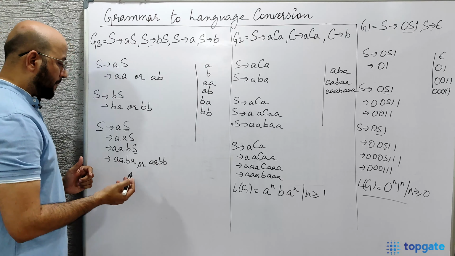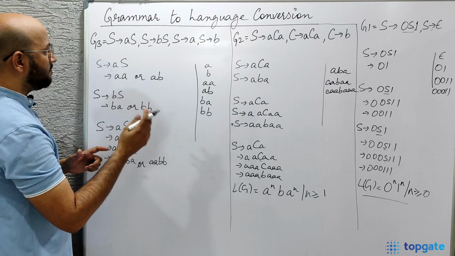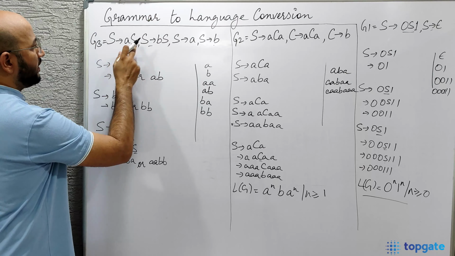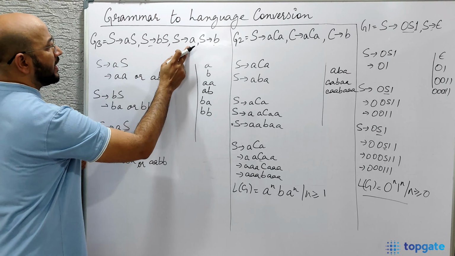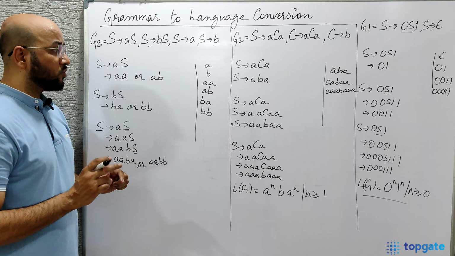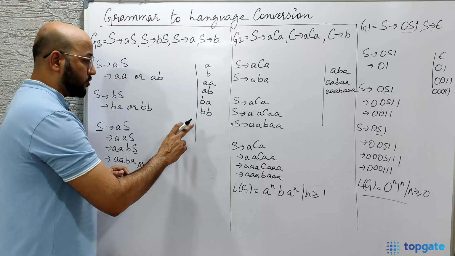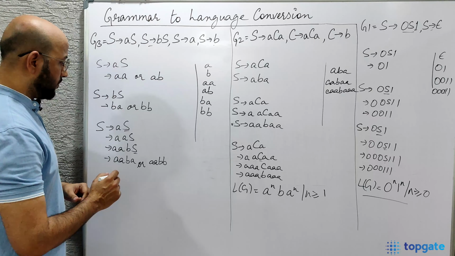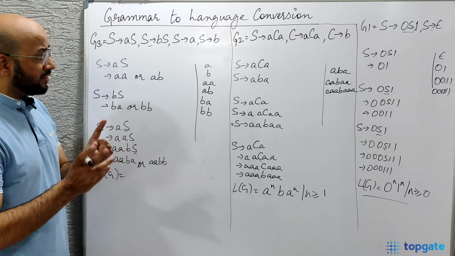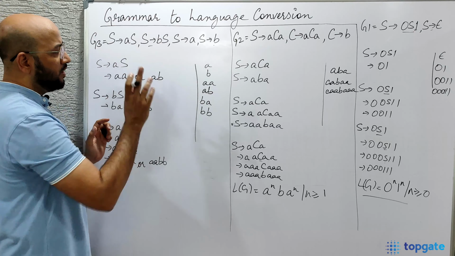Or I can get any other value also. For example, if I want ABA, I can get ABA also. How will I get it? I'll use this rule, then I'll put this value, then I'll put this value. So you can say this grammar generates all the possible combinations of A and B, but excluding null. There is no null in this one. So the language for this one is all the possible combinations of A and B. Any combination you name it, it will be generated from this particular grammar.